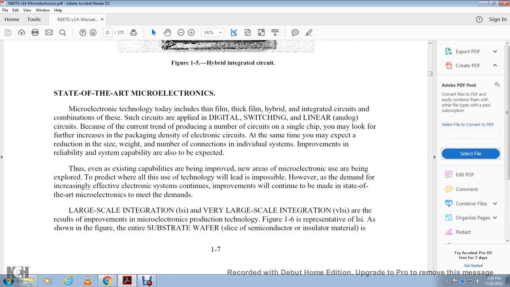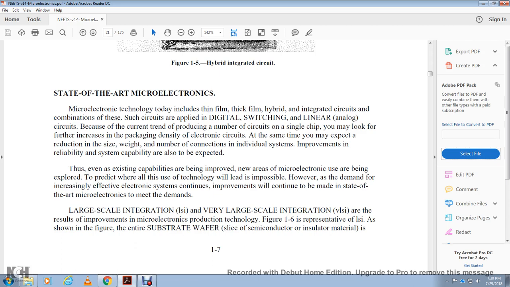Microelectronic technologies today include thin and thick film and hybrid integrated circuits, with the combination of circuits applied to digital switching and linear analog circuits. The trend is to increase the number of circuits on a single chip, which further increases the packaging density of electronics while at the same time reducing the weight and the number of connections. Individual system improvements in reliability and capability are also to be expected. Thus, existing capabilities are improving and new areas of microelectronics are being explored, with uses of the technology that once seemed impossible. As the demand for increasingly effective electronic systems continues, improvement continues to be made in the state of the art of microelectronics to meet the demand.